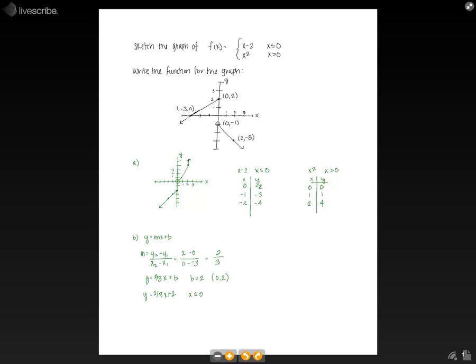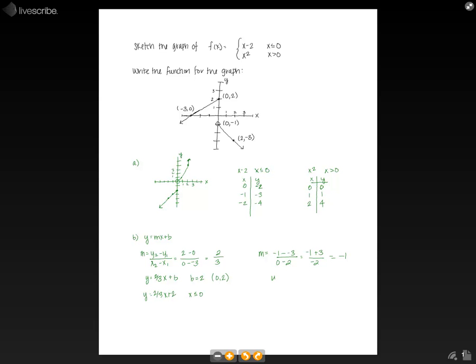Alright, so for the second line, the one going to the right, we have 2 points that are 0, negative 1, and 2, negative 3. So for this one, our slope is going to be negative 1 minus a negative 3 over 0 minus 2. That's the same as negative 1 plus 3 over negative 2, which is the same as negative 1.